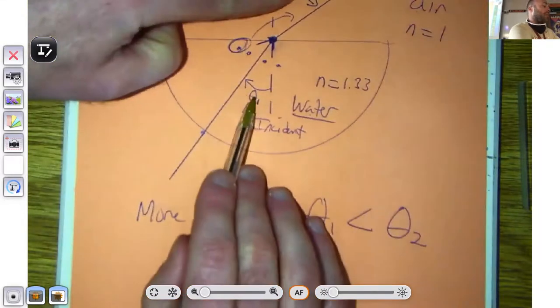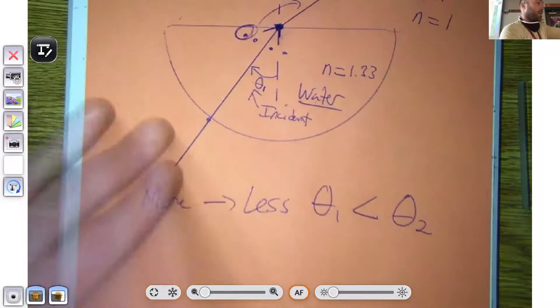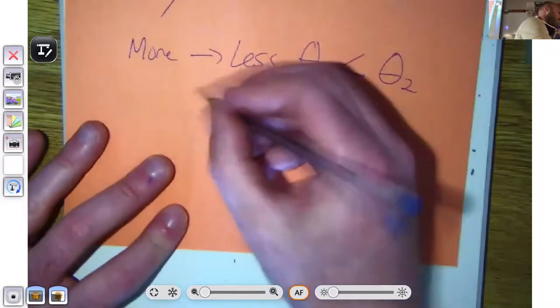Now, how do these two angles relate to one another? That is the last thing we need to talk about.